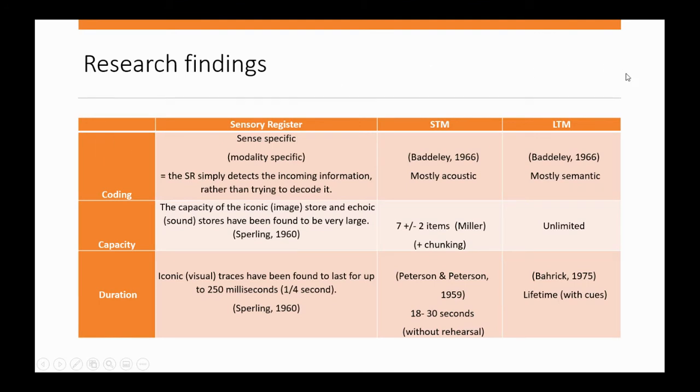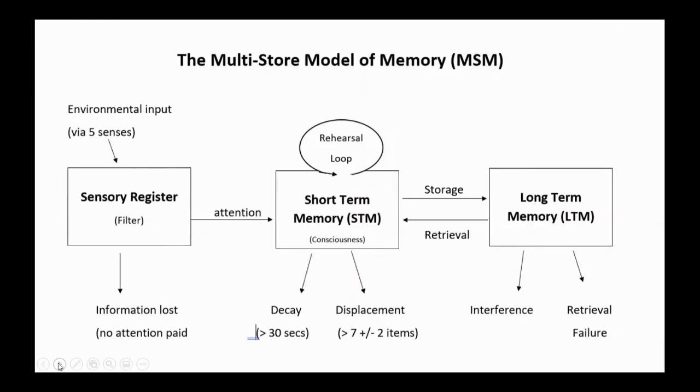So this is a summary of the research into coding, capacity, and duration for the sensory register, short-term memory, and long-term memory. Again, the names aren't important as long as you know what research was carried out and what the research found, and the findings are here in the table. So that was our multi-store model.